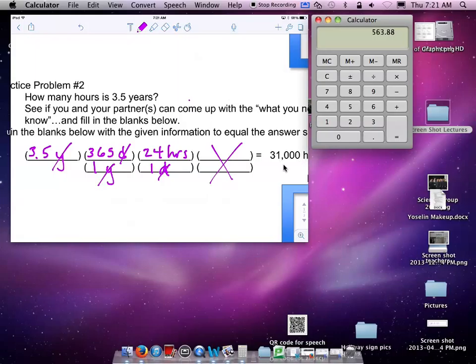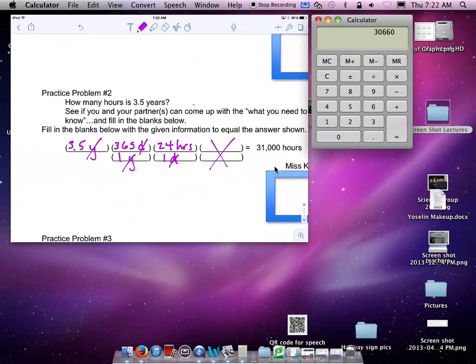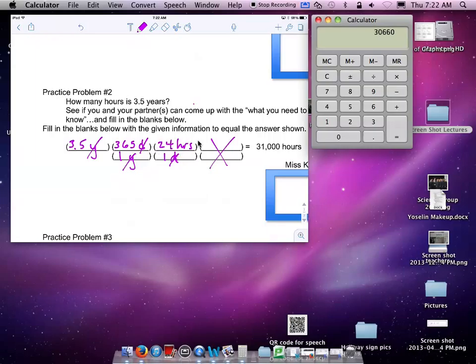But let's see, the answer is supposed to be somewhere around 31,000. So let's see if I get that. All right, so let's multiply on the top. So 3.5 times 365 times 24 equals, if I round this, it's 30,660. If I round that up, that would be 31,000. And then the label is hours because that's the only thing that's not crossed off.